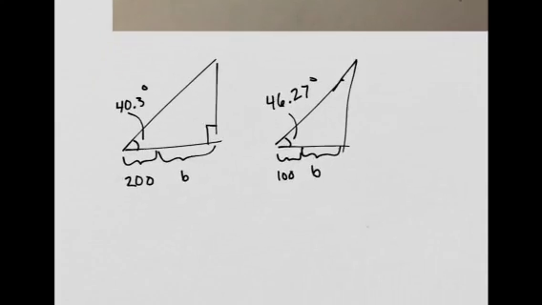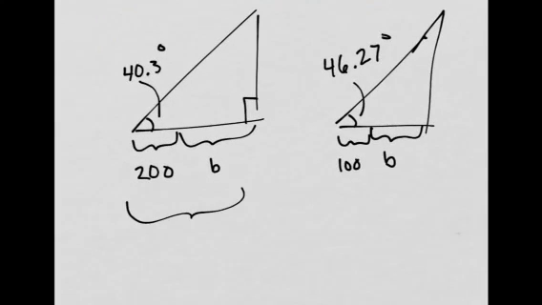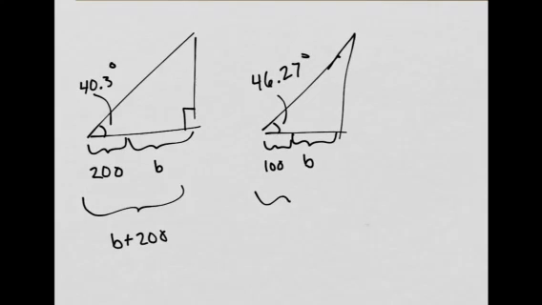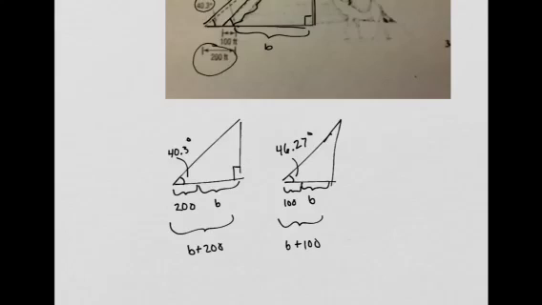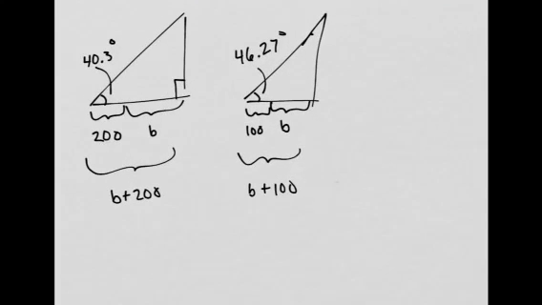So, really, for my 2 triangles, this whole side length is B plus 200. This whole side length is B plus 100. And that's feet, probably. Yeah, it's feet. And then both of these are called H. Both of the altitudes are called H. Are we okay so far? All I'm doing is separating some of the stuff that's in the picture.